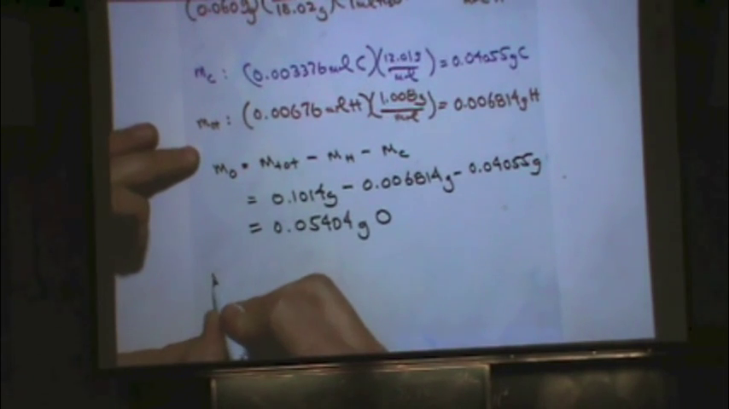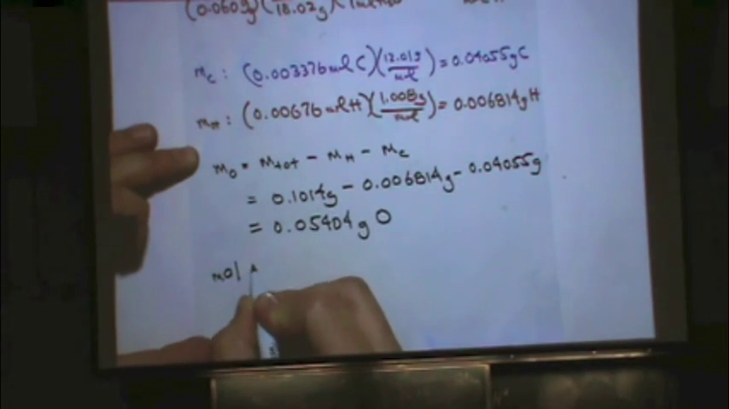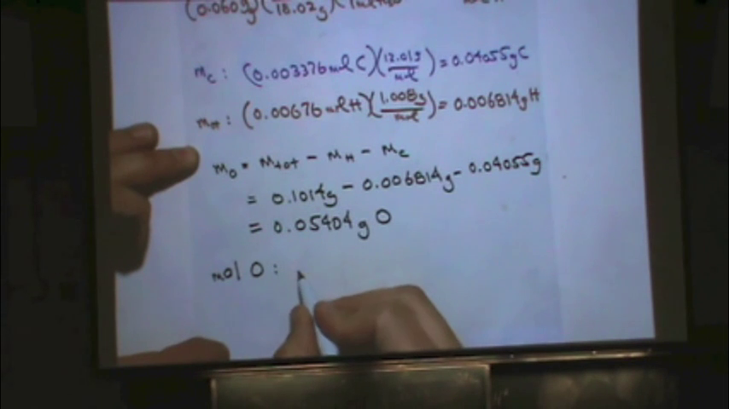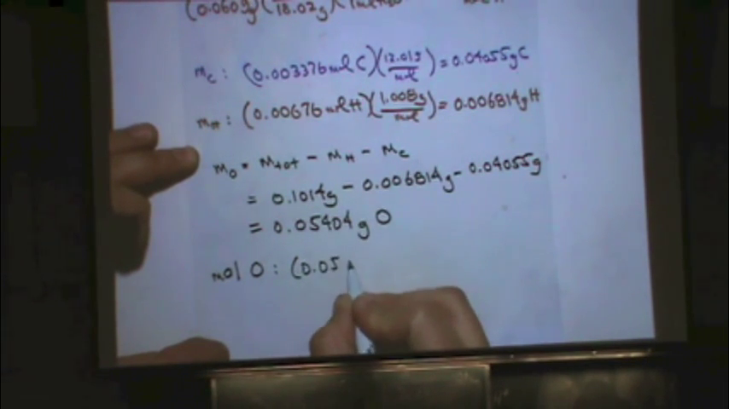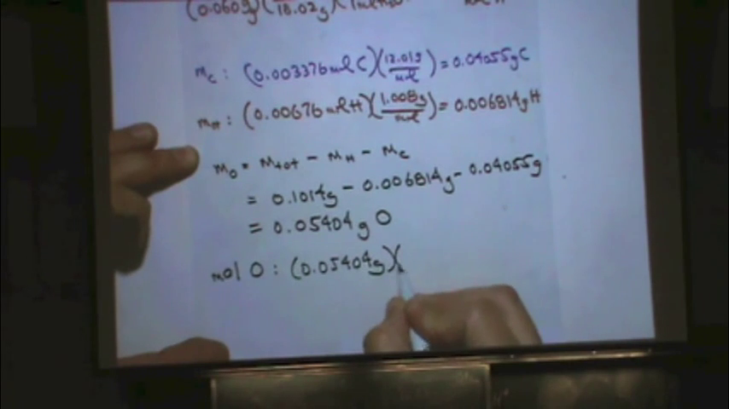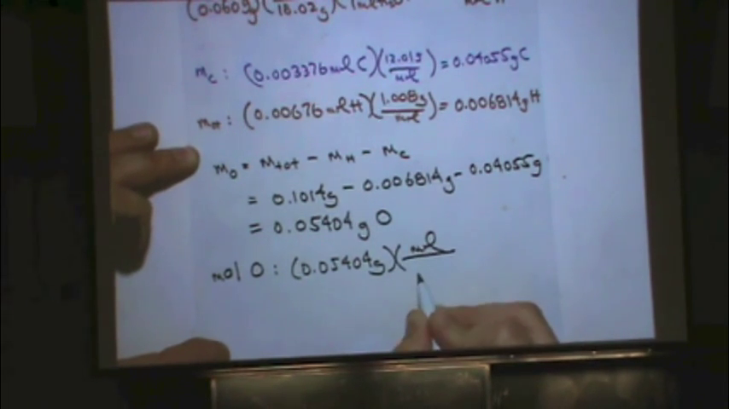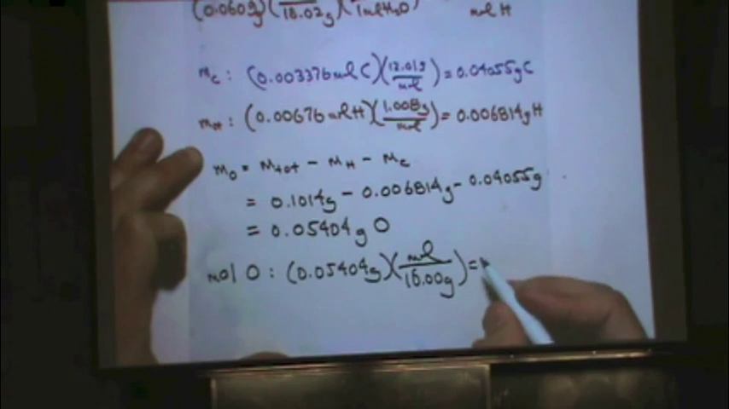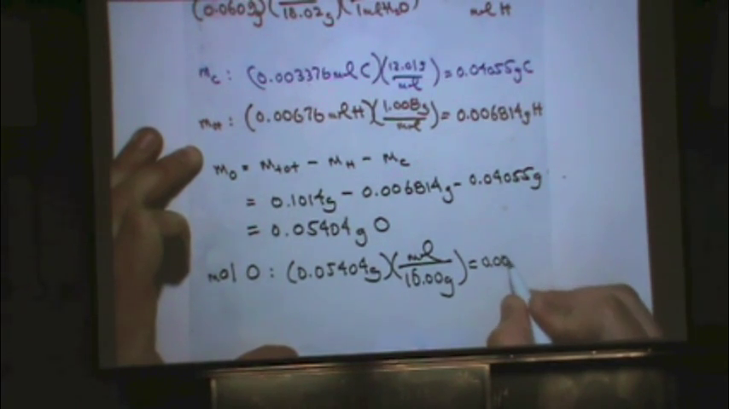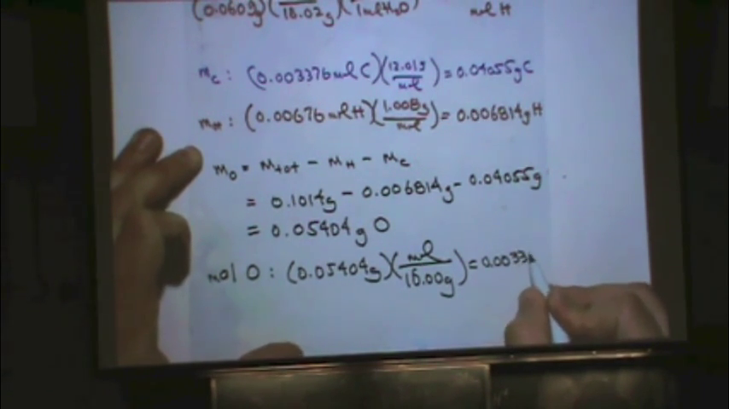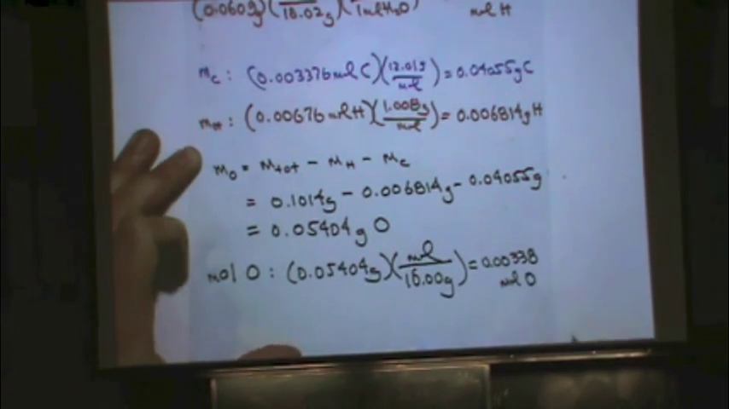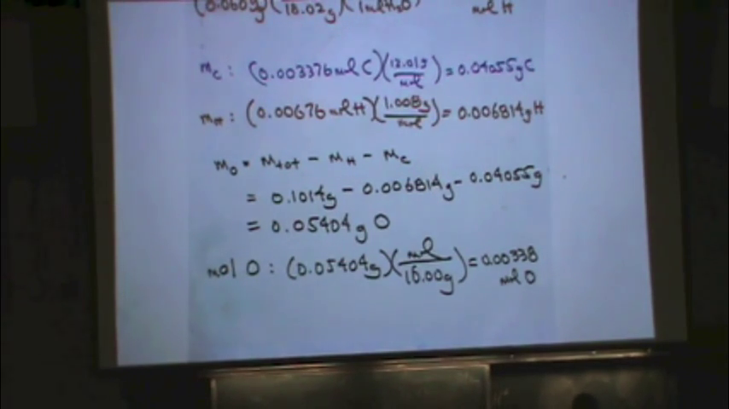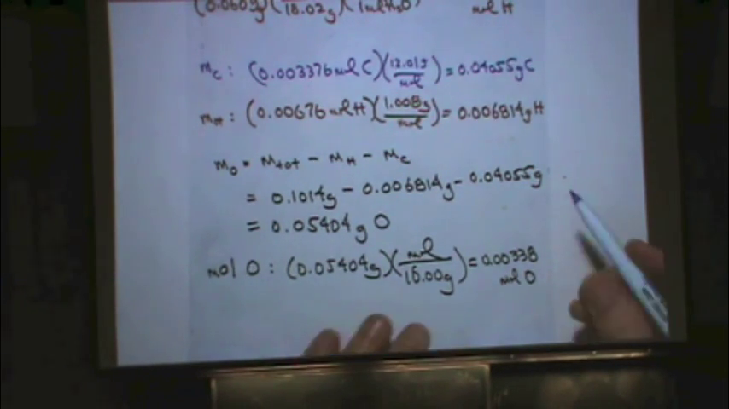Now, my next step, if you look at the flow chart, is to change to moles of oxygen. So, my moles of oxygen, how do I get that? Well, I take the number I just found, and I use molar mass from the periodic table, 16 grams per mole, and that turns out to be 0.00338, and that's moles of oxygen.